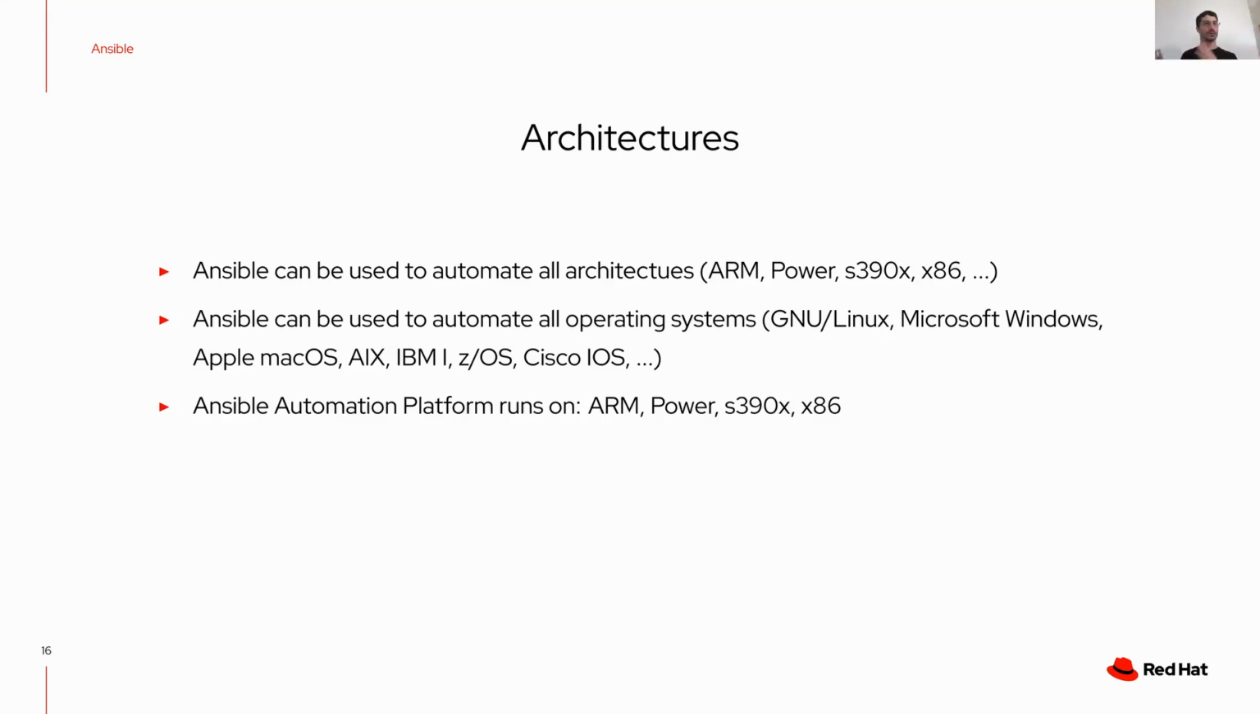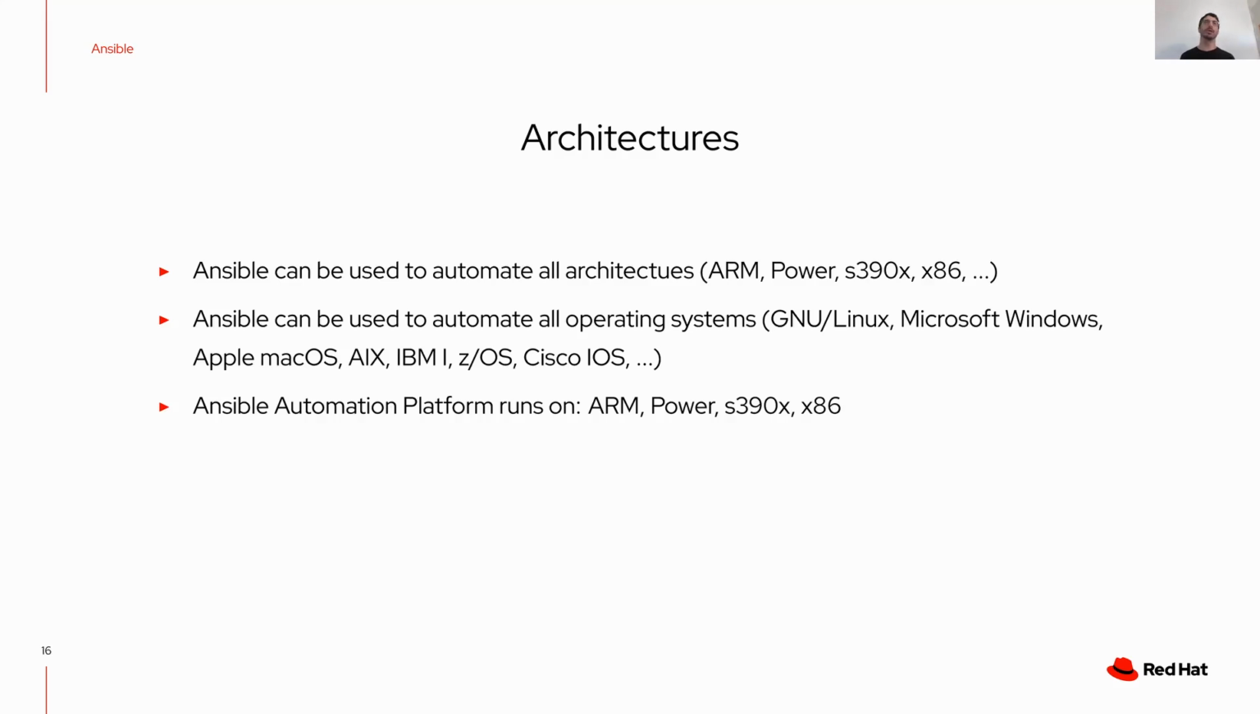There is also AWX, which is the open source version of it, that is able to run on ARM, Power, S390, and x86. So this means that from all of those four architectures, you can really automate every architecture that is out there.